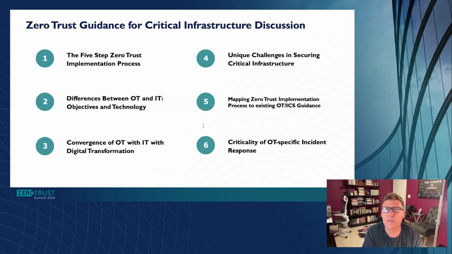I think convergence of OT with IT is a big theme. It's a big challenge within OT and industrial control systems, so we spend a bit of time defining that, and we'll talk about it here, unique challenges. And then really the bulk of the paper is focused on mapping the zero trust 5-step, but also comparing it to existing guidance that is out there today: the ISA, IEC 62443, the zones and conduit model, as well as SANS top 5 critical controls.